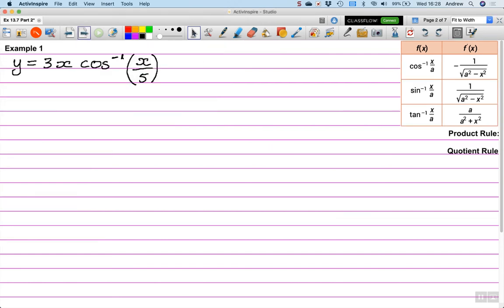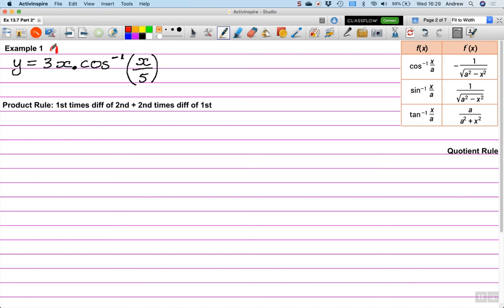We're now moving on to the example, which is y is equal to 3x multiplied by cos inverse of x over 5. So what we have here is a product. The product is 3x and the function cos inverse of x over 5. So as soon as we recognize it's the product rule, then we're going to be using this formula.